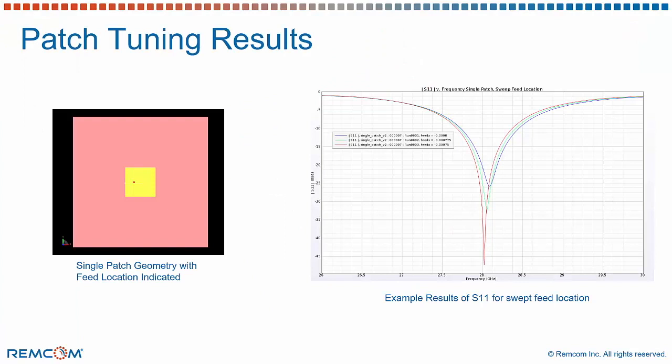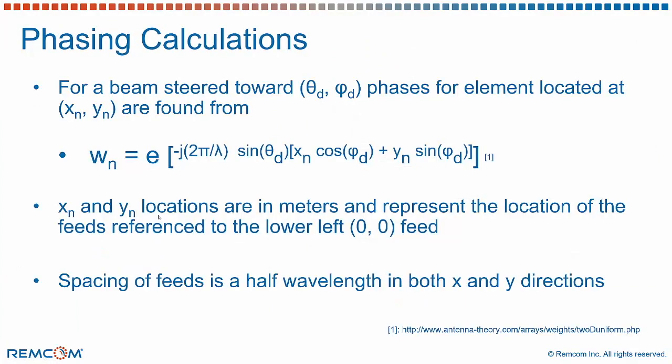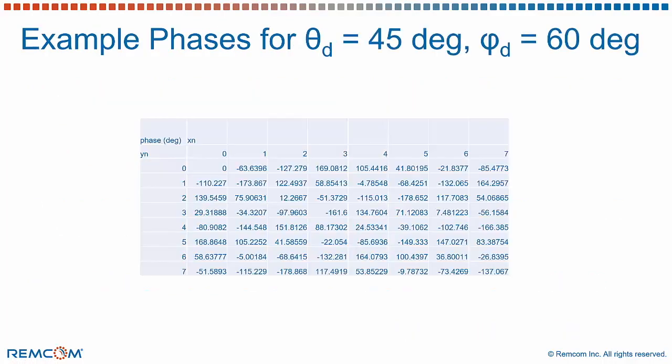We then proceed to perform some phasing calculations. Here's an example of a weighting function that is chosen for this 2D array. This equation steers the array towards the wave vector in the desired direction. Let's assume an example direction as shown in this chart, where phi is 45, theta is 45, and phi is 60.